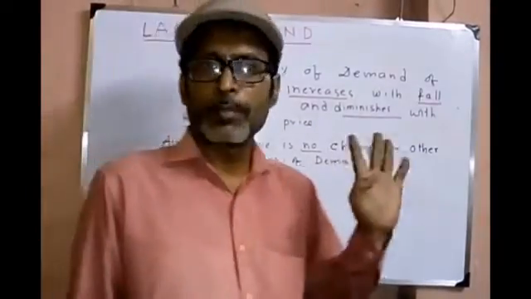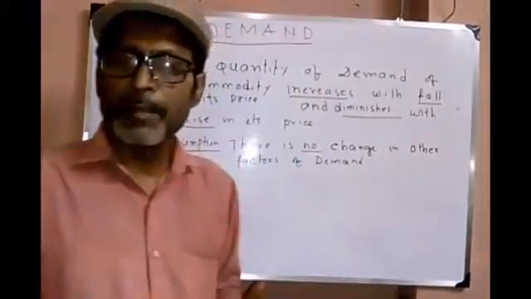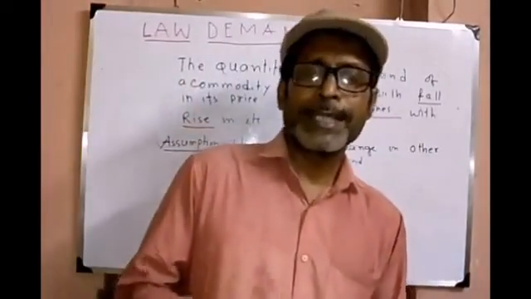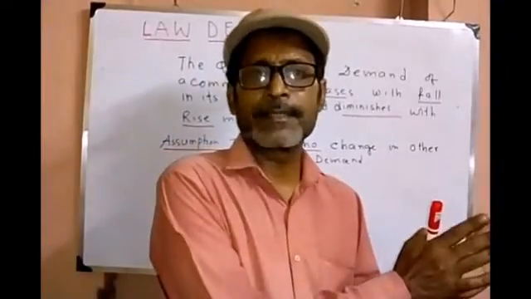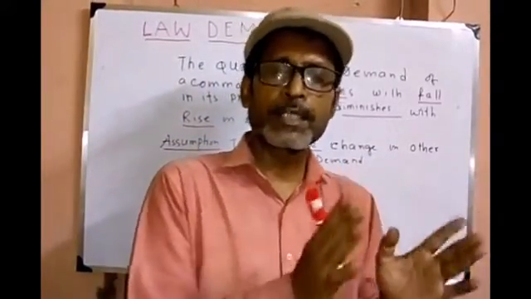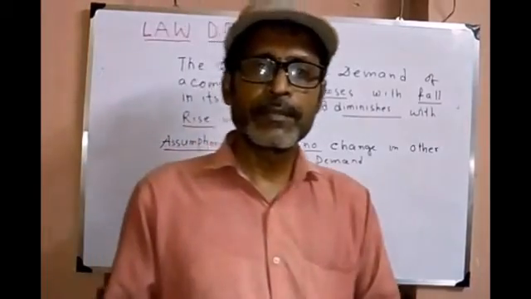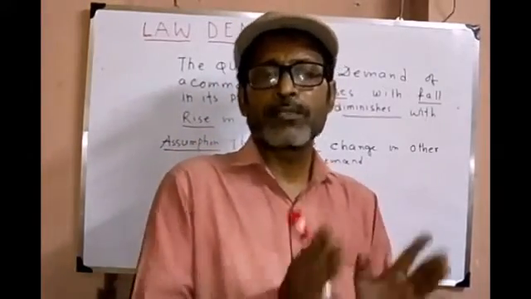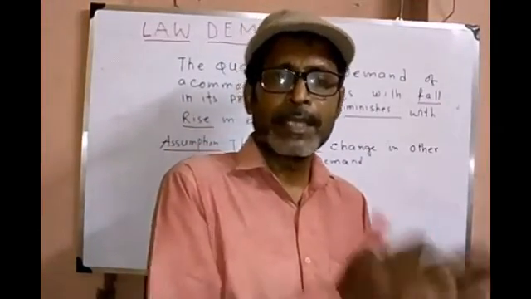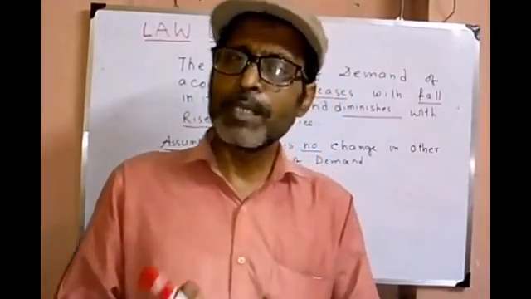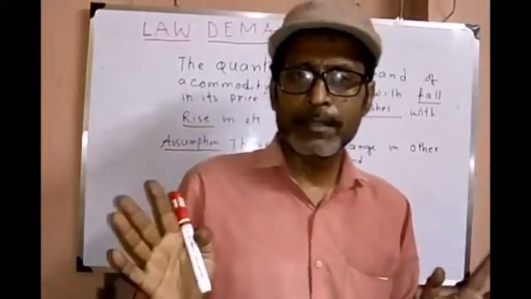Now we are going to the law of demand. There is a universal law of demand. This law is: if the price of a commodity increases, its quantity of demand decreases. On the other hand, if the price of a commodity decreases, that means falls, its quantity of demand will increase. This is the law of demand.